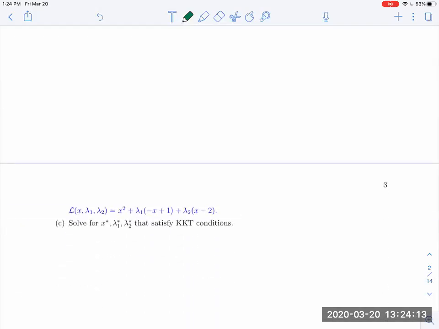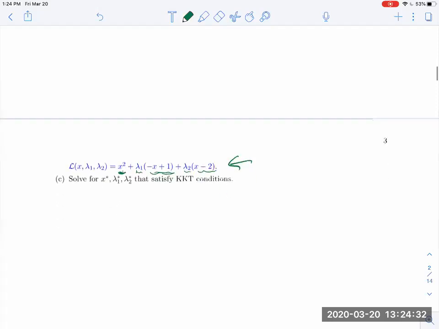So can everyone read this? Yeah. This part, yes. So this is your f naught of x, the objective function. This is your lambda 1 times f1 of x. And this is lambda 2 times f2 of x. Okay.